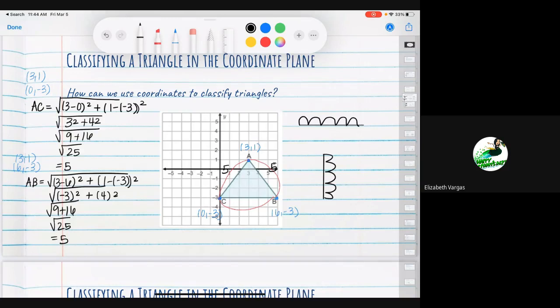So for this one, I could just count it. 1, 2, 3, 4, 5, 6. So this side would be 6. Okay. So now I have all this information, and what I've identified is that this side is 5, this side is 5, and this side is 6. So what does that mean? Well, that means I have 2 congruent sides, and then one side that's not congruent.